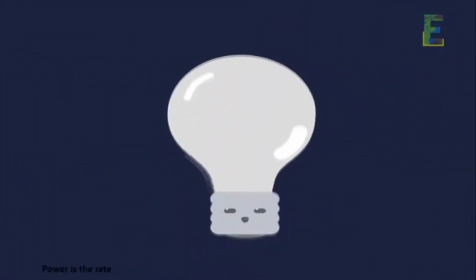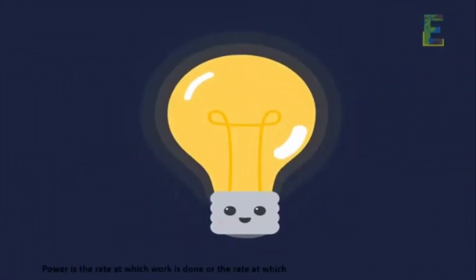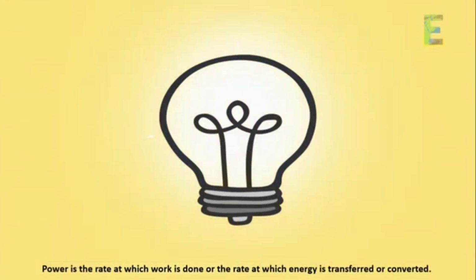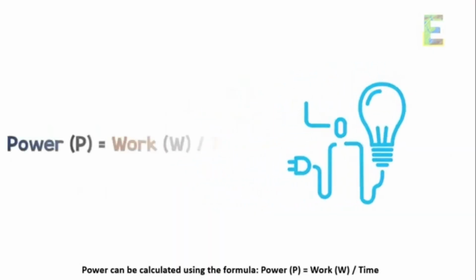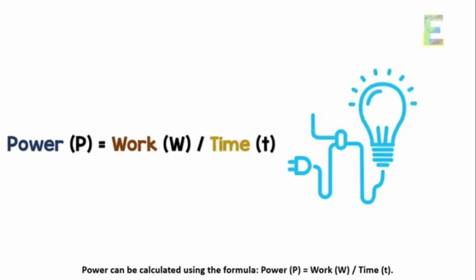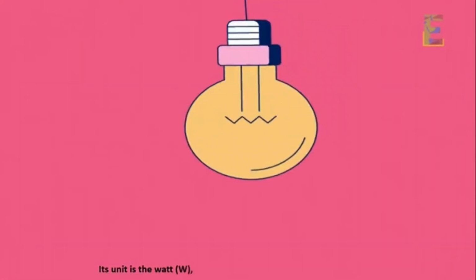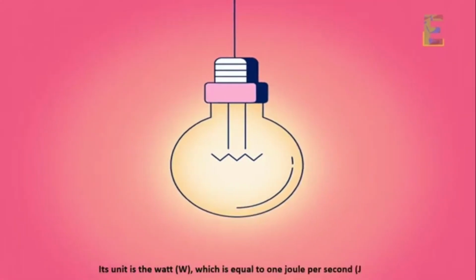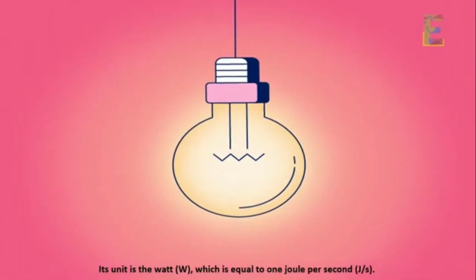Power. Power is the rate at which work is done or energy is transferred. Power is calculated as work by time. It is measured in watts. Power is a scalar quantity. A higher power rating means work is done or energy is transferred more quickly.